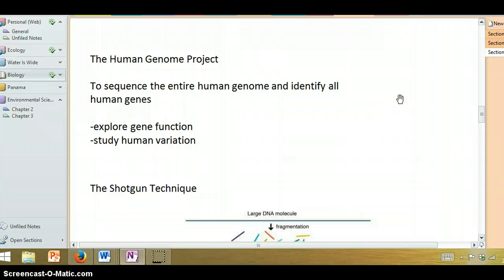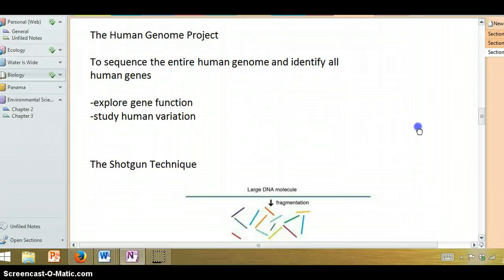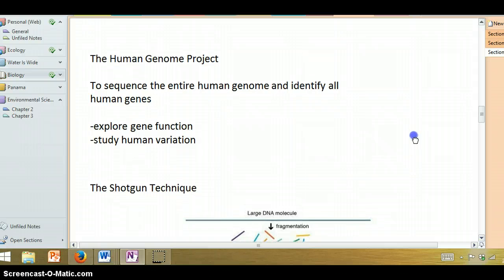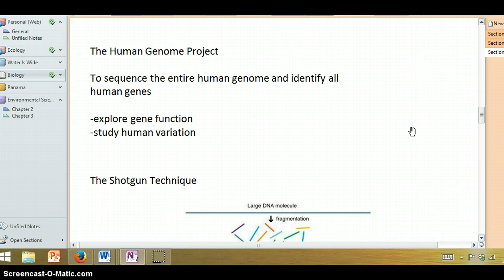Early on, this process was rather time-consuming and laborious because doing the sequencing took a lot of people and time. But they were able to develop techniques that sped the process up, and so the human genome was completed sooner than they thought. Now, why would we want to sequence the complete human genome?